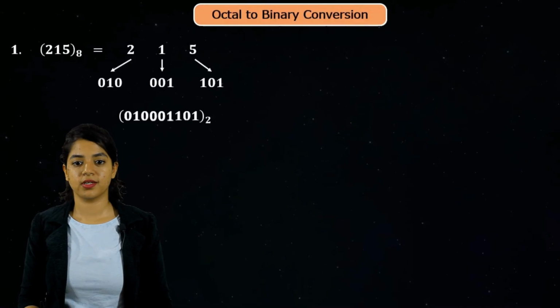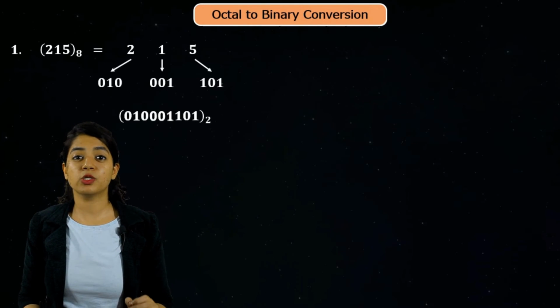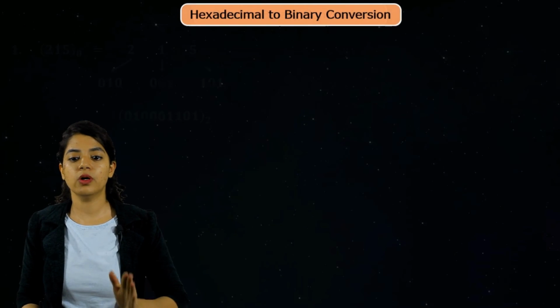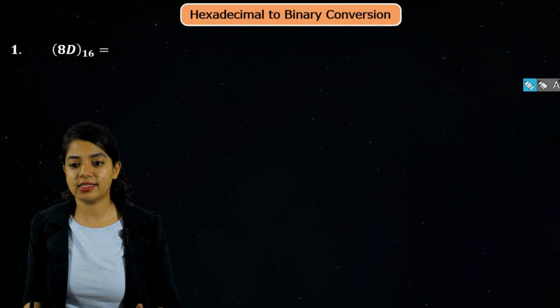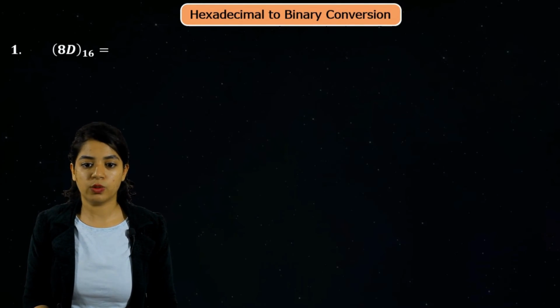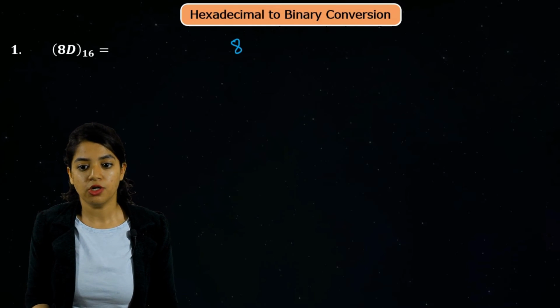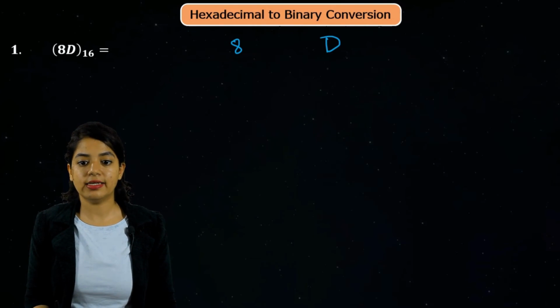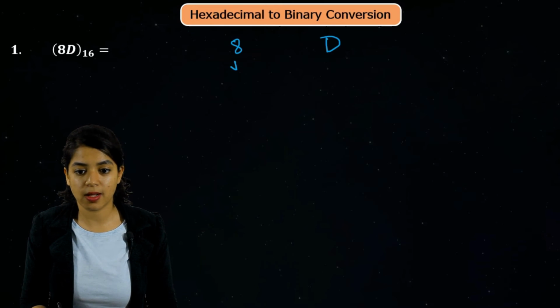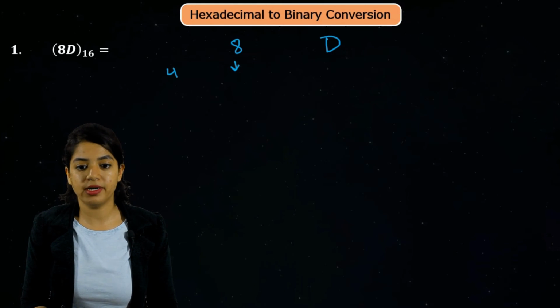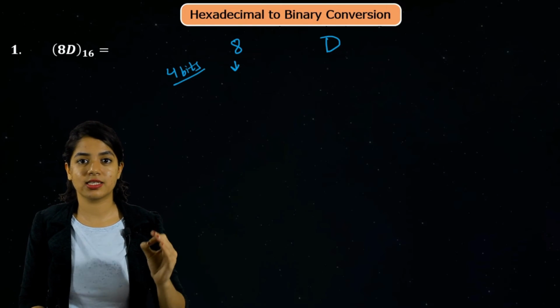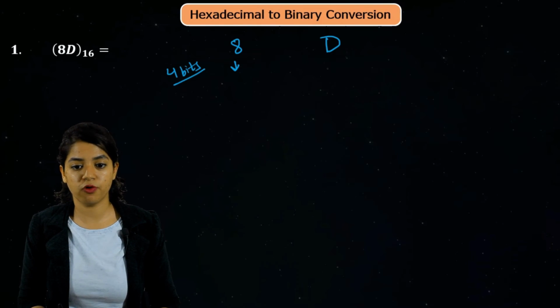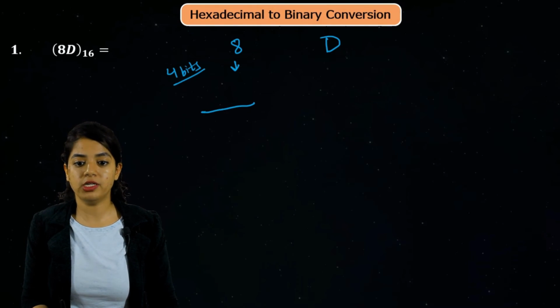Okay, let's see one more example, converting a hexadecimal number to a binary number. So this is the hexadecimal number D8D, and we have to convert it into a binary number. Let's write this number 8 and D. We have to convert each digit into 4 bits of binary. Why 4? Because hexadecimal is base 16, and 16 is equal to 2 power 4. Therefore, we have to convert into 4 bits of binary number.